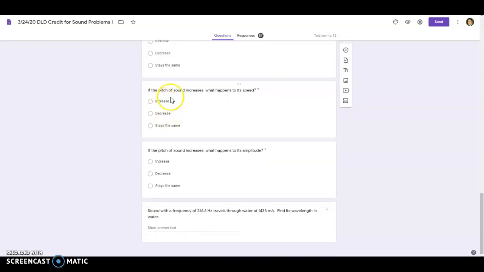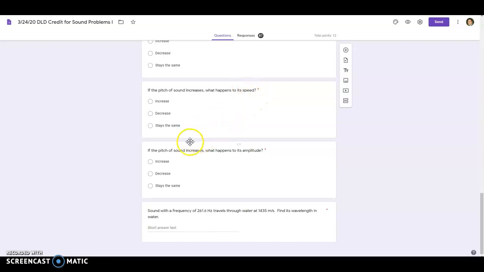If the pitch increases, what happens to the speed? I don't know if you want to say these are trick questions, but the speed is based on what the sound goes through. Pitch, more frequent, shorter waves don't go any faster or slower. This is going to remain the same unless we make the air something else, or make it hotter or colder. Pitch isn't going to affect the speed.